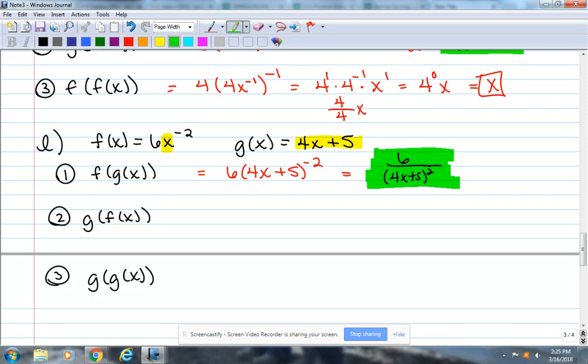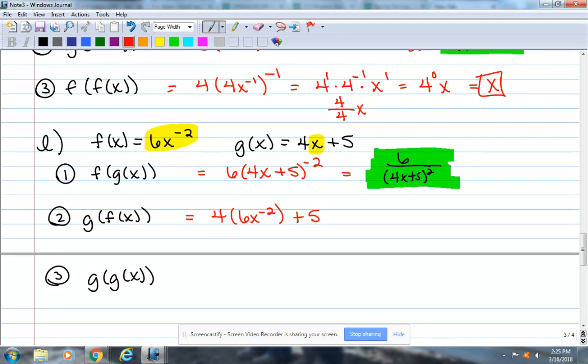All right, now we're going to do g of f of x. So that means we start at the inside, work outside. We're going to take all of f of x, put it into the x of g of x. So I'm going to start writing g of x, and when I come to the x, I'm going to use parentheses and put in my 6x to the negative 2, and then finish writing g of x. So I took all of f of x and put it into the x of g of x. Everybody understand my setup there?